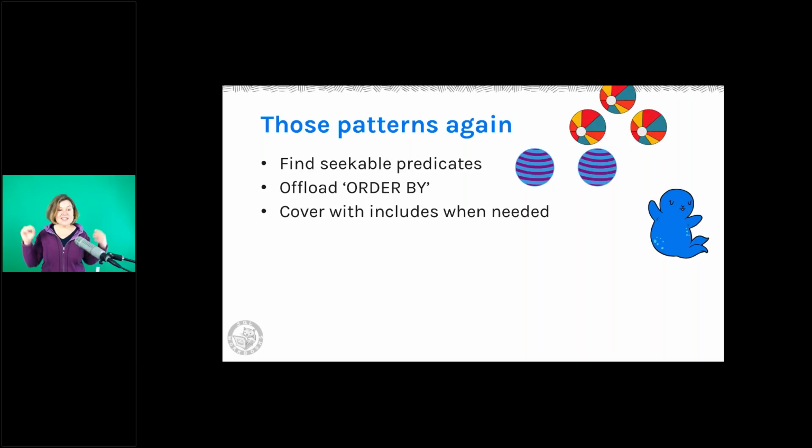But these are the things that I still focus on. What are the seekable predicates? Do I need to cover the included columns? Do I need to make the index larger with included columns to get SQL Server to use the index? You don't always. Sometimes you can get SQL Server to use your index without covering all those included columns. It's really cool. So I try to make the smallest index possible that SQL Server will reliably use. And then also, is there an order by in the query that I can offload?